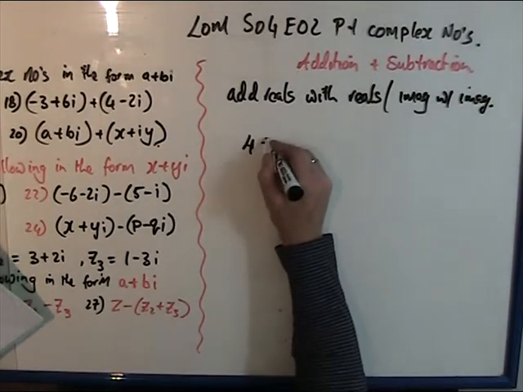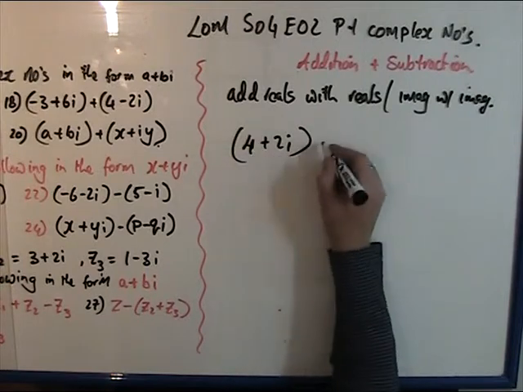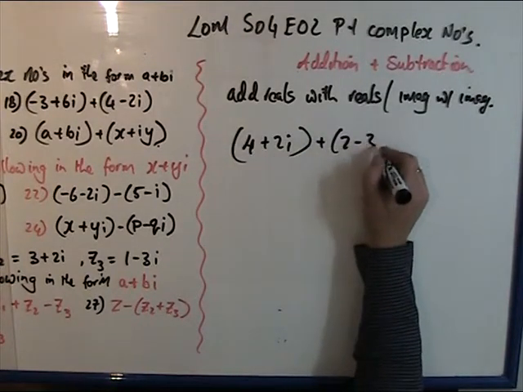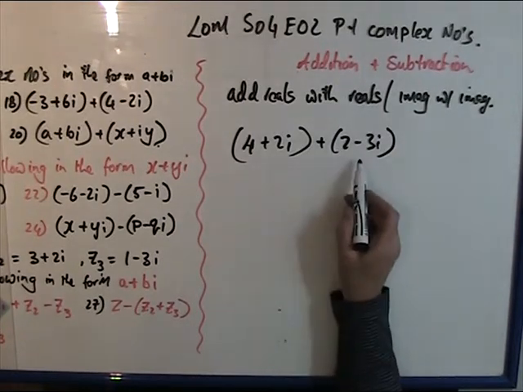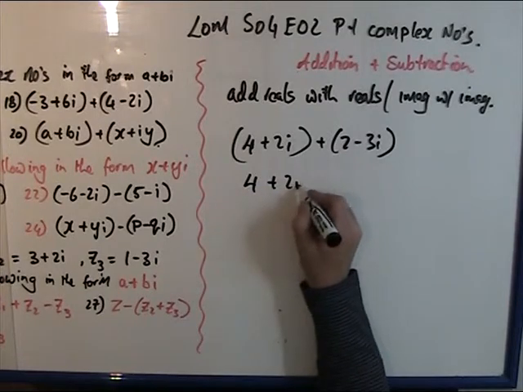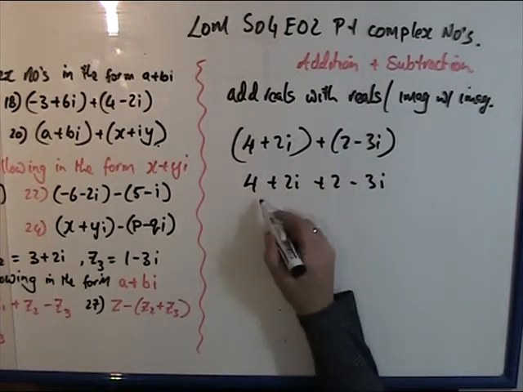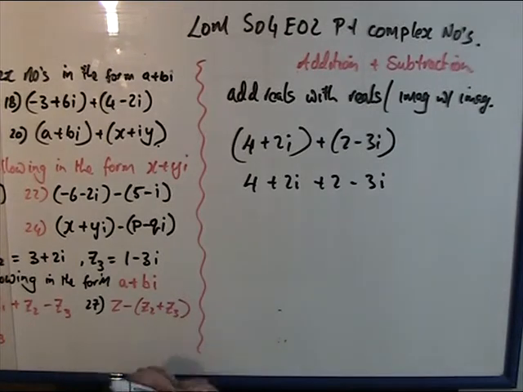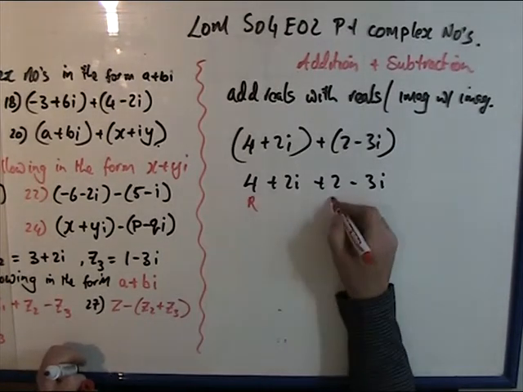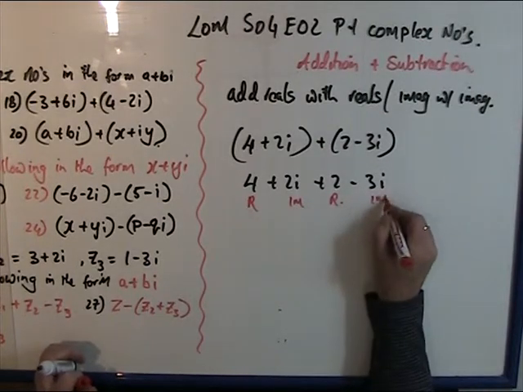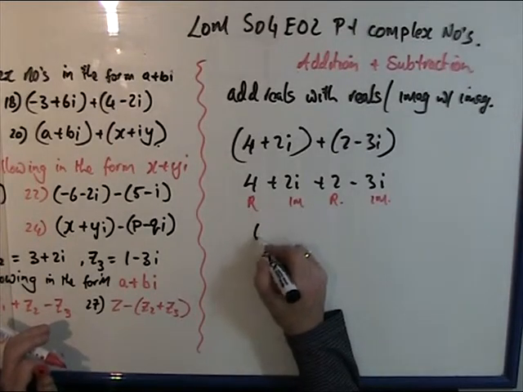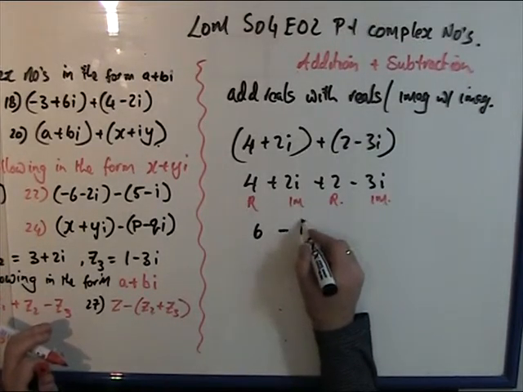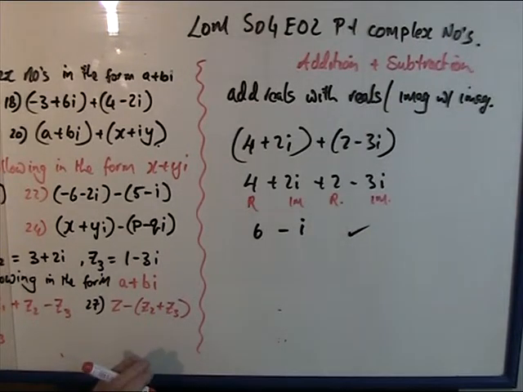So for example, 4 plus 2i plus 2 minus 3i. We add the reals with the reals, so we take out the brackets: 4 plus 2i plus 2 minus 3i. We have to identify the reals. This is real, and this is real, and this is imaginary, and this is imaginary. Get used to doing this, okay? So what does it equal? 4 plus 2 is 6. 2i minus 3i is minus i. That's your answer. So remember that, reals with reals, imaginaries with imaginaries.